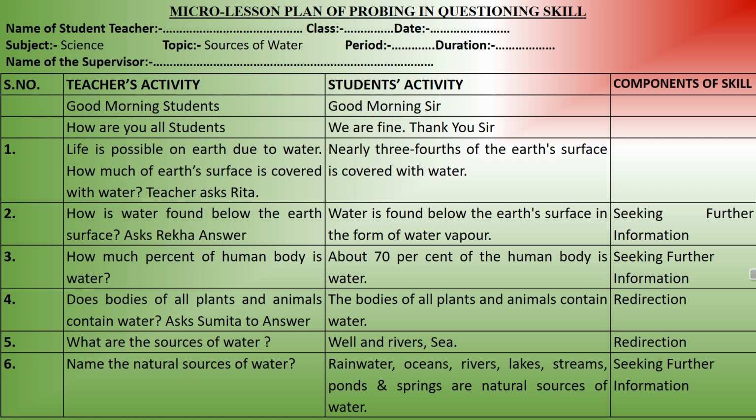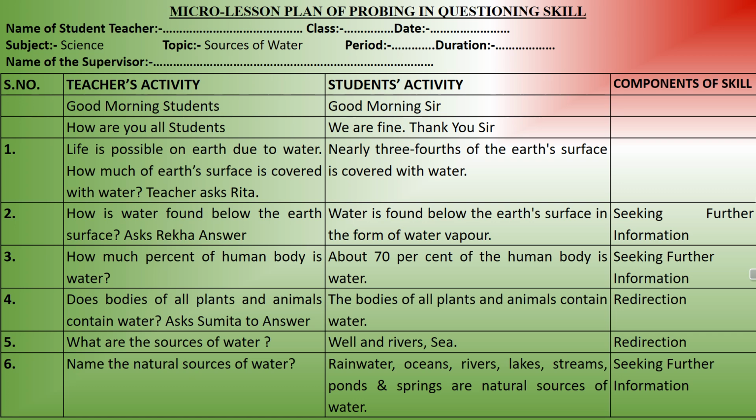After writing the preliminaries, the micro plan will be divided into 4 columns. In the first column, serial number will be written. In the second column, teacher activity will come. In the third column, student activity will be written, and in the last column, the components of the skill of probing questioning will come.